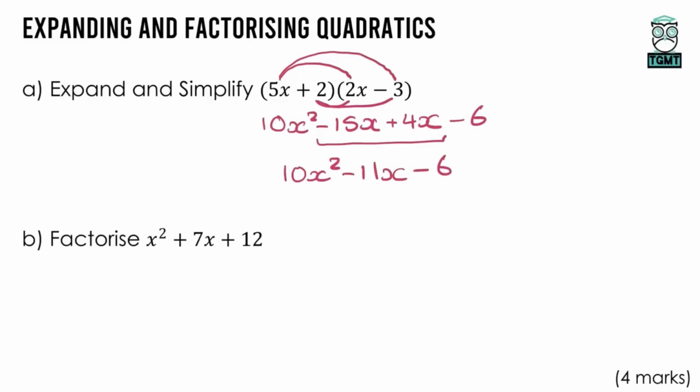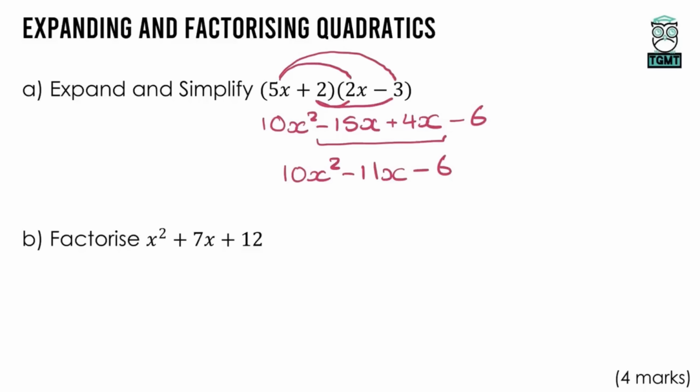And there we go, that's our final answer, and typically most double brackets will look like this when expanded. They will usually be in this format where we have an x squared piece, an x in the middle, and a number at the end. On to part B, where we are factorising.